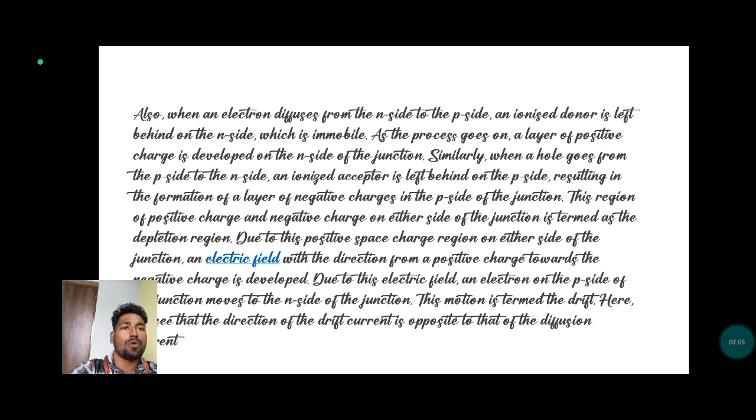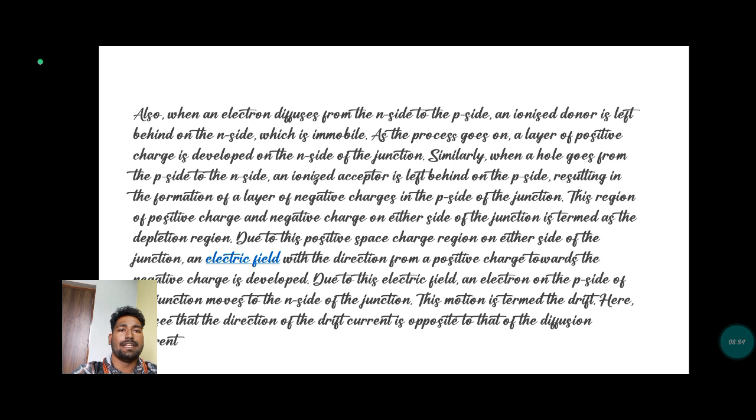Similarly, when a hole diffuses from the p side to the n side, an ionized acceptor is left behind on the p side, resulting in the formation of a layer of negative charge on the p side of the junction. The regions of positive charge and negative charge on either side of the p-n junction are termed the depletion region, due to the positive and negative space charge regions on either side of the junction.